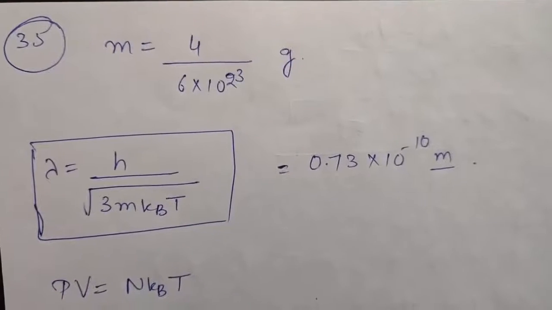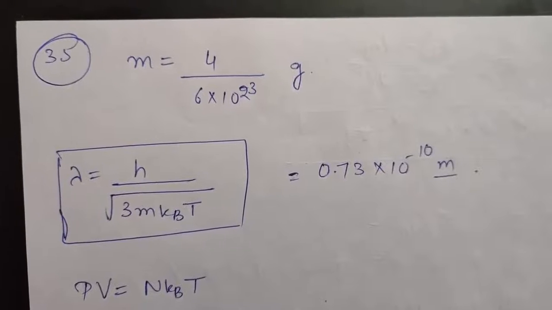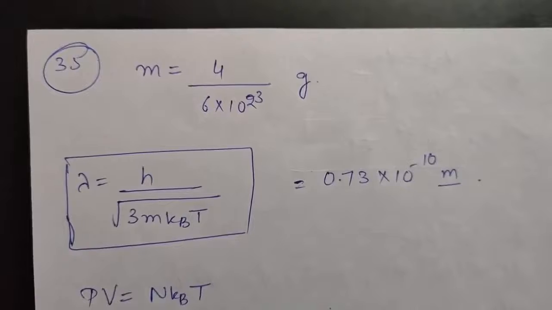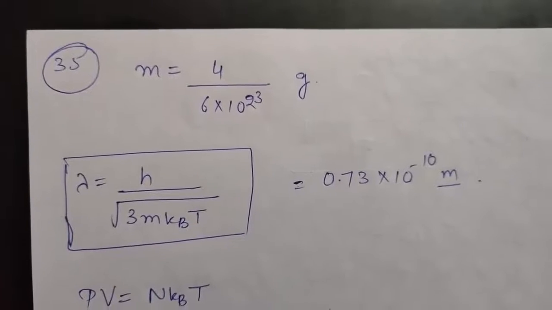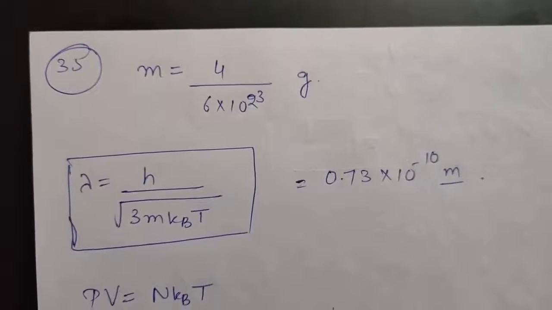Okay, so next is question number 35. It says: find the typical de Broglie wavelength associated with a helium atom in helium gas at room temperature of 27 degrees and 1 atmospheric pressure, and compare it with the mean separation between two atoms under these conditions.